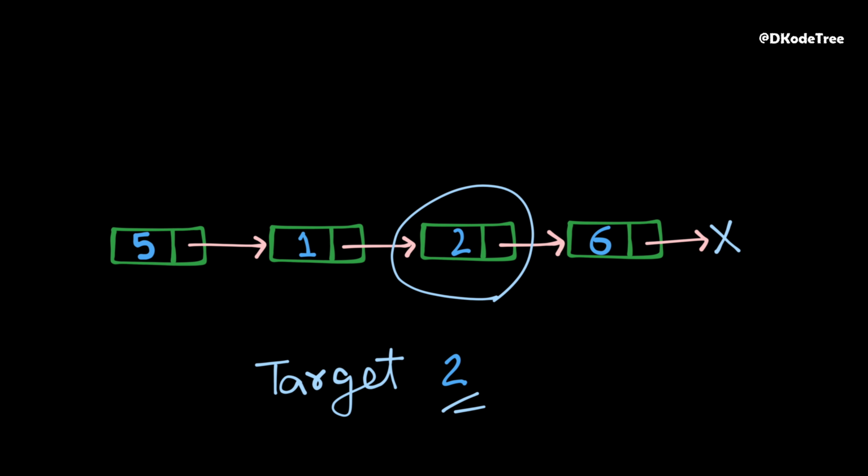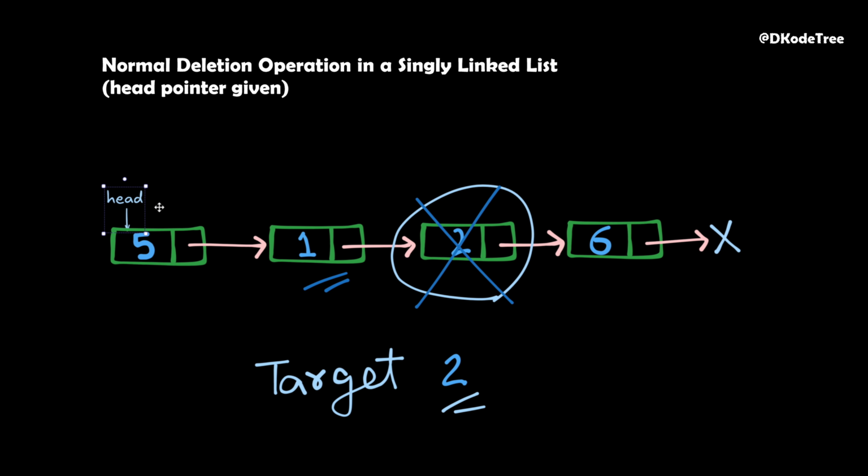to a given target. In general, when we want to delete any node in a linked list, we need access to its previous node. So, if we are given the head of a linked list, then we can simply take another pointer previous and point it at the head and then keep traversing the linked list from the head to reach the node just before our target. So this is the previous node of our target node.